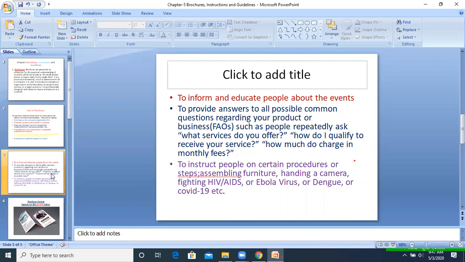to inform and educate people about the events, such as product or business.